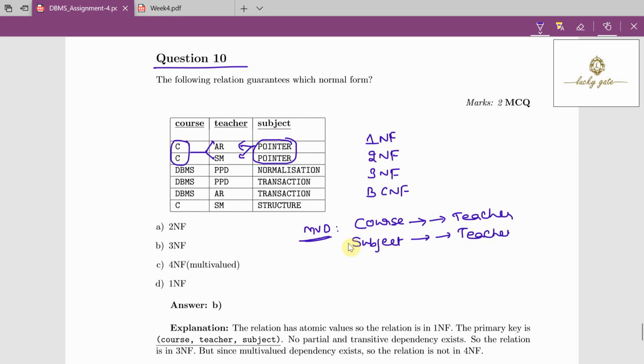So because multi-valued dependencies are there, we can say this relation is not in the next normal form. These multi-valued dependencies are non-trivial multi-valued dependencies. Because the relation contains non-trivial MVDs, the relation is not in that normal form. So the answer for the question is option C.